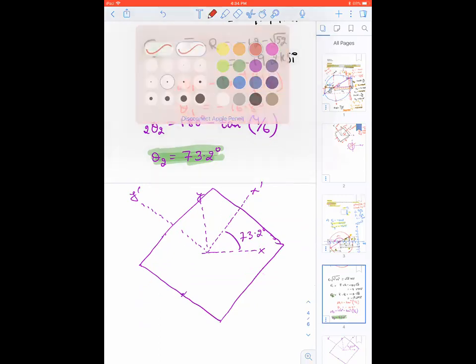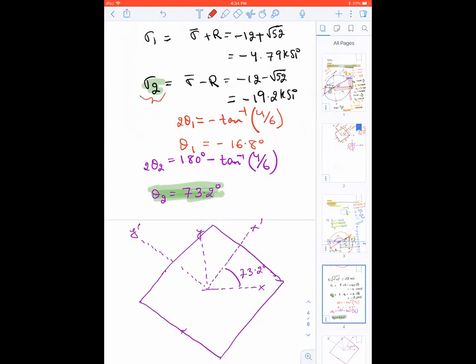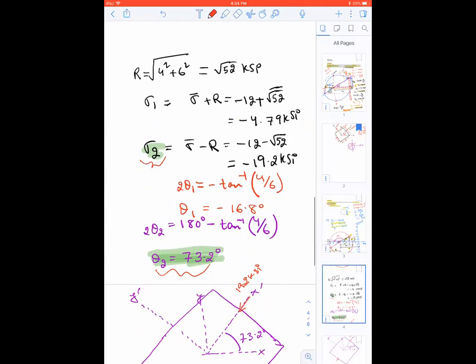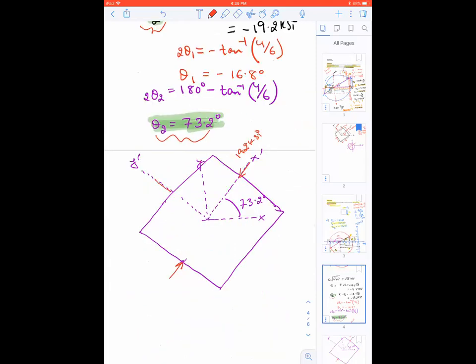So I'm going to draw the stresses. On my x prime face, I have to draw sigma 2 because the angle used is for sigma 2. Using theta 2, it's negative 19.2, so it's a compressive stress. So it's 19.2 ksi. And my sigma 1 will be at 90 degrees because they are 90 degrees apart. So that is going to be my sigma 1, which is negative 4.79. So I'm going to draw 4.79 ksi.